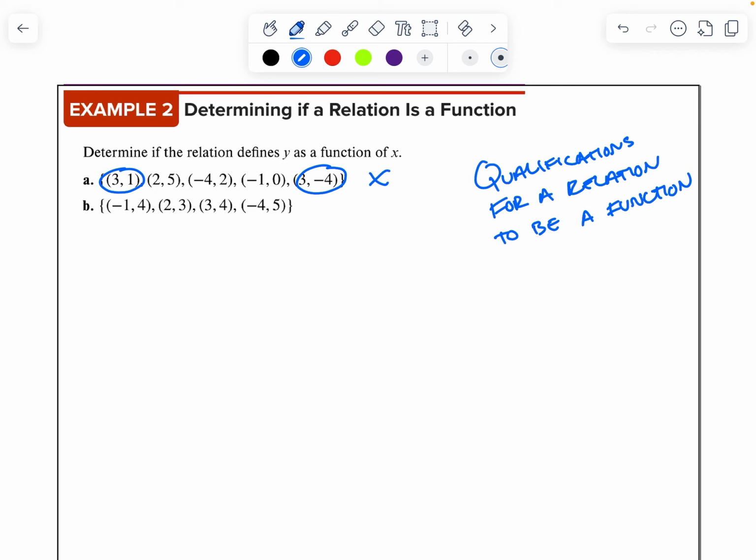On the second one, is that a function? -1, 2, 3, -4. It looks like all my x values are different, so that is a function. Even if the y values match up, that's okay. That's not a big deal for us. For it to be a function, we just can't have x values with different y values. The same x value with different y values.